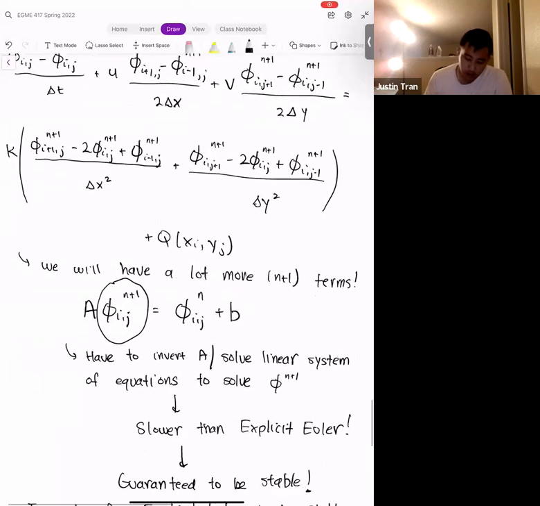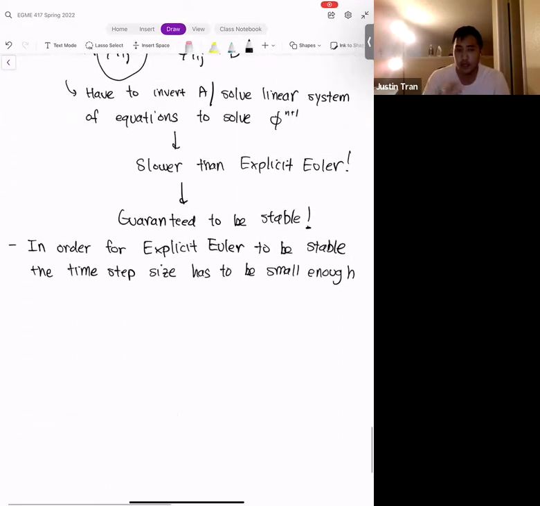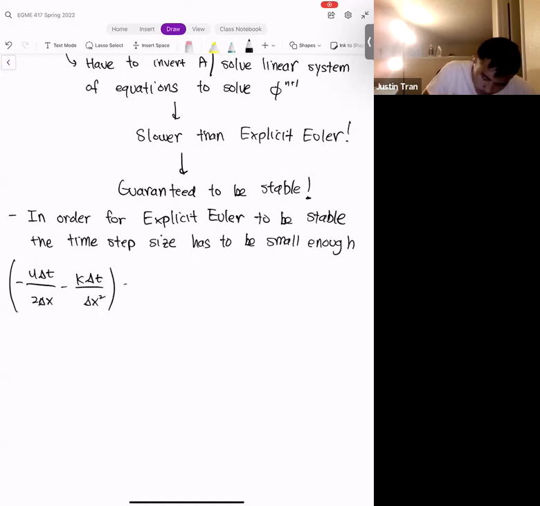Let me go ahead and write out the final expression here just to close it out, and then we'll wrap up the review session. If you go ahead and perform all the rearranging and algebra, you end up with the following for a 2D implicit Euler time marching scheme. First we have minus u delta t divided by 2 delta x minus k delta t divided by delta x squared. So this is phi i minus 1 comma j at n plus 1.